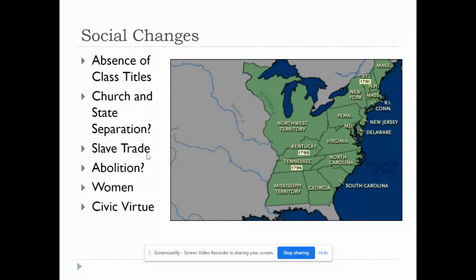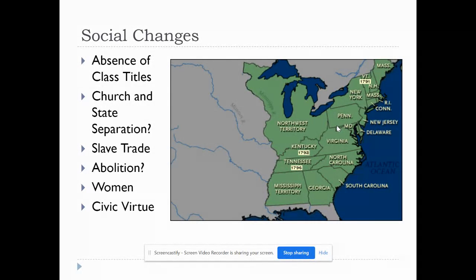The slave trade is going to be an issue. Obviously, slavery is still an issue in most of the United States at this point. Even the states up in the north that you would think, oh, well, they don't have slaves, they still do up until this point. Many of them are going to end slavery over the next 20 or 30 years, but it's a slow process.